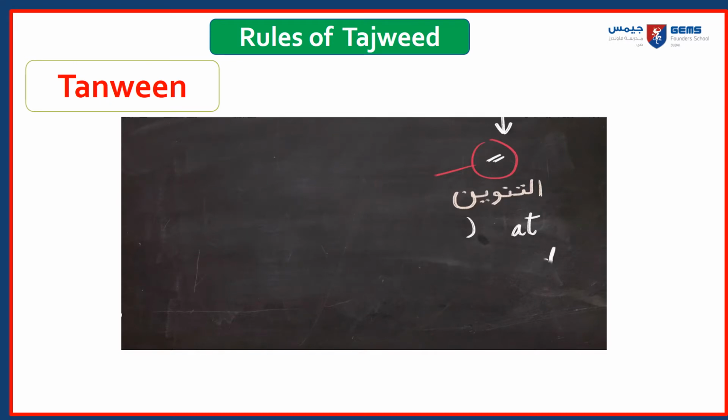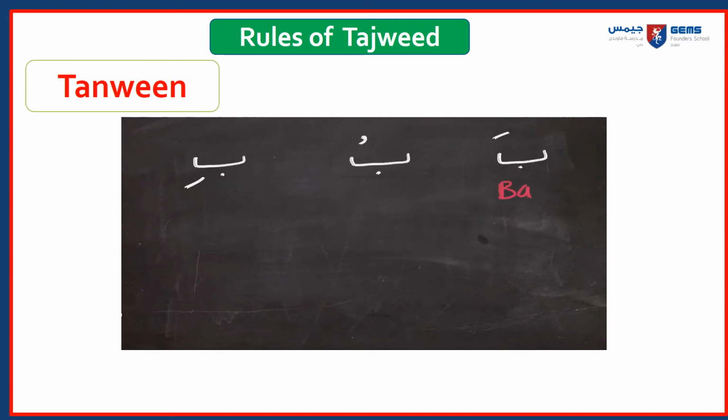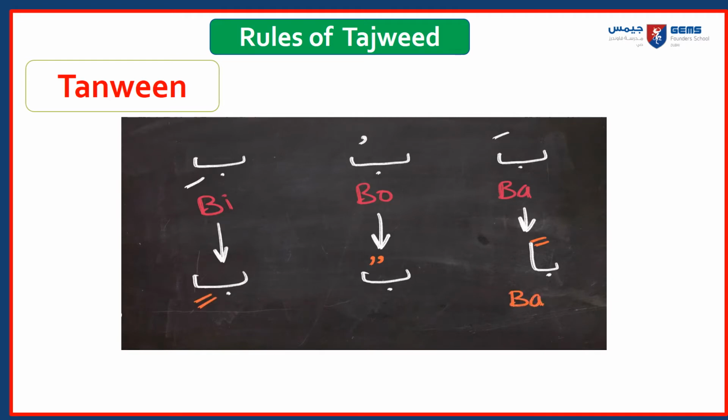So for example, the letter ba with a short vowel will be ba, bu, bi. But if we're going to double this short vowel, it will be ban, bun, and bin. And the addition of n or noon at the end of the word is the effect of tanween. We should notice that only in case of adding tanween of fatha, you need to add alif at the end of the word if the word doesn't end with alif.